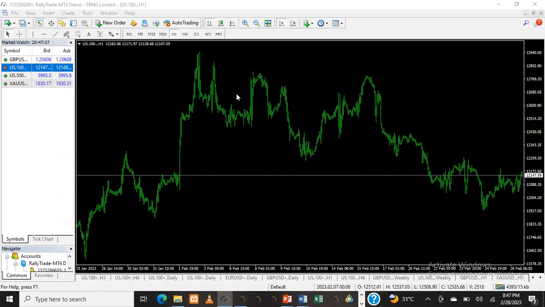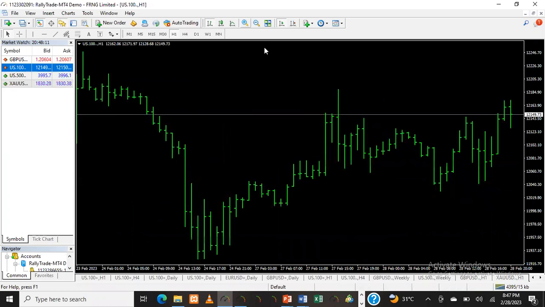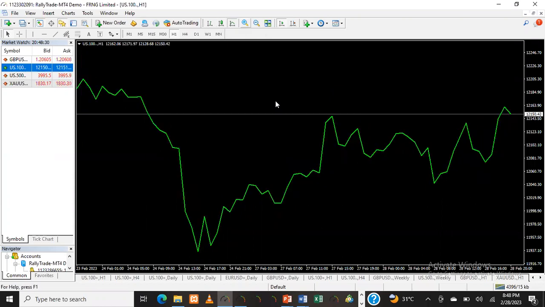Okay, this is what my chart is looking like now. On this chart, what we are looking at is known as the bar chart. On our MetaTrader 4, we have three different readings of price. You could either see your chart as a bar chart, a candlestick, or a line chart. So these are the three chart patterns we have.